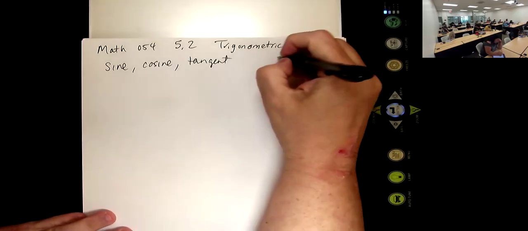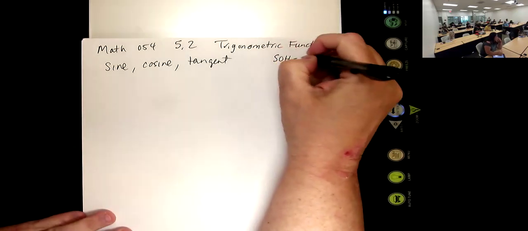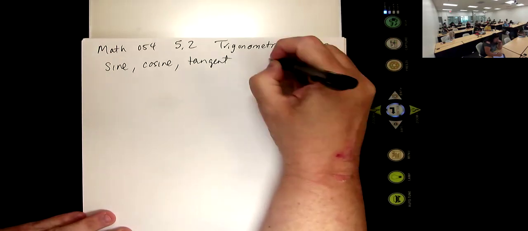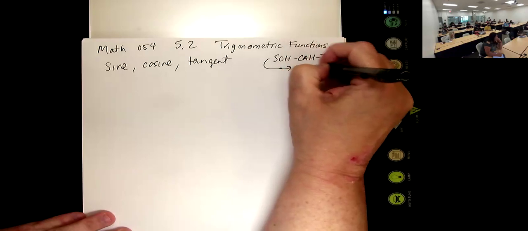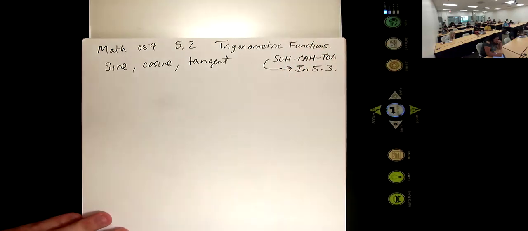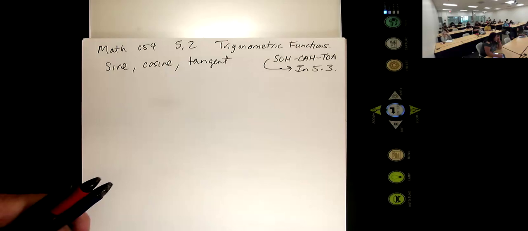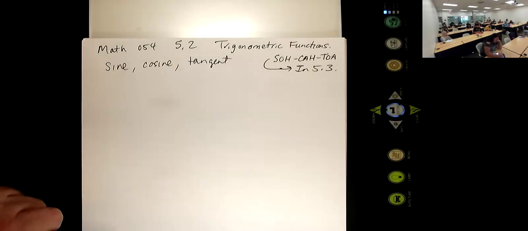Okay, if you know SOHCAHTOA, we're gonna do that in 5.3. Because there's something that sine, cosine, and tangent are more importantly for than just SOHCAHTOA. SOHCAHTOA is strictly for triangles. Sine, cosine, and tangent are related to the angles themselves and not triangles. So if there's not a triangle, it's still applicable.